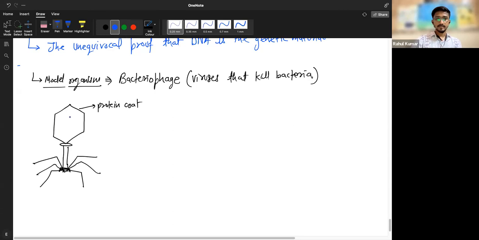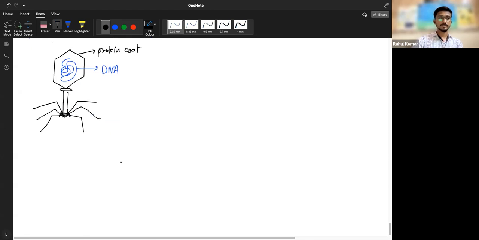And inside, there will be a single DNA. So everything, this neck region, all is made up of protein. Only what is in black is protein and what is in blue is the DNA. So viruses are very simple. They have a protein and they have DNA. Now they took advantage of this very simple system, and they did this.